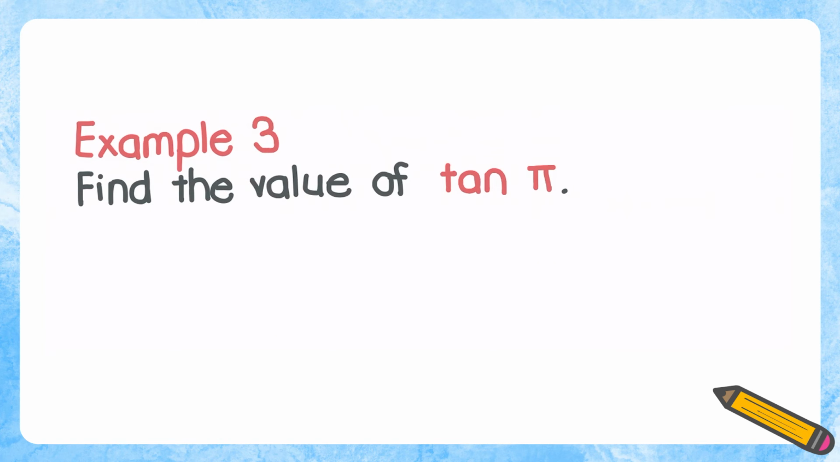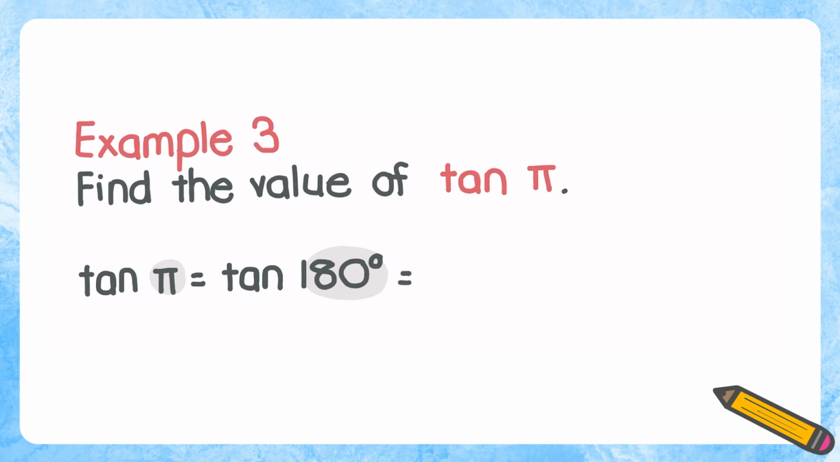Next, we're going to find the value of tangent of pi. So 1 pi is the same thing as 180 degrees. So we're going to be finding the value of tangent of 180 degrees, converting from radians to degrees. We know that this is equal to sine of 180 degrees over cosine of 180 degrees.